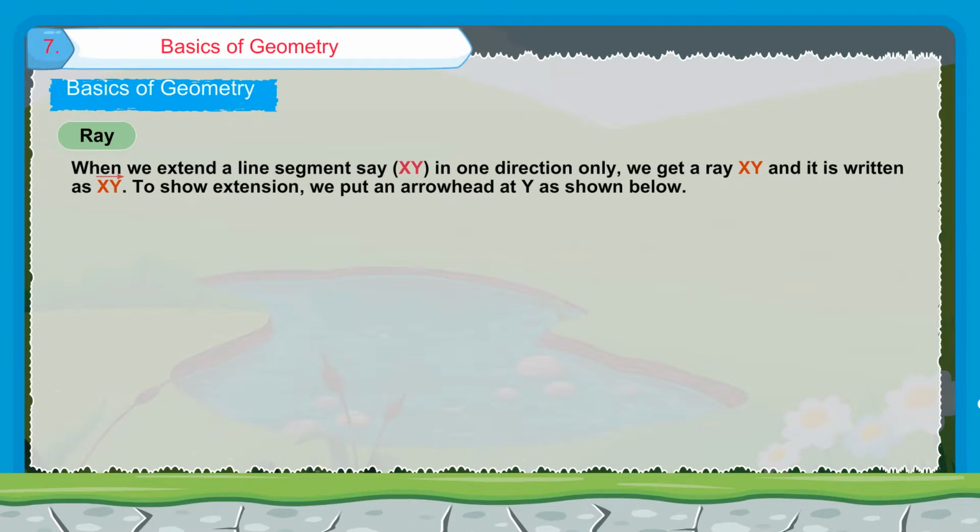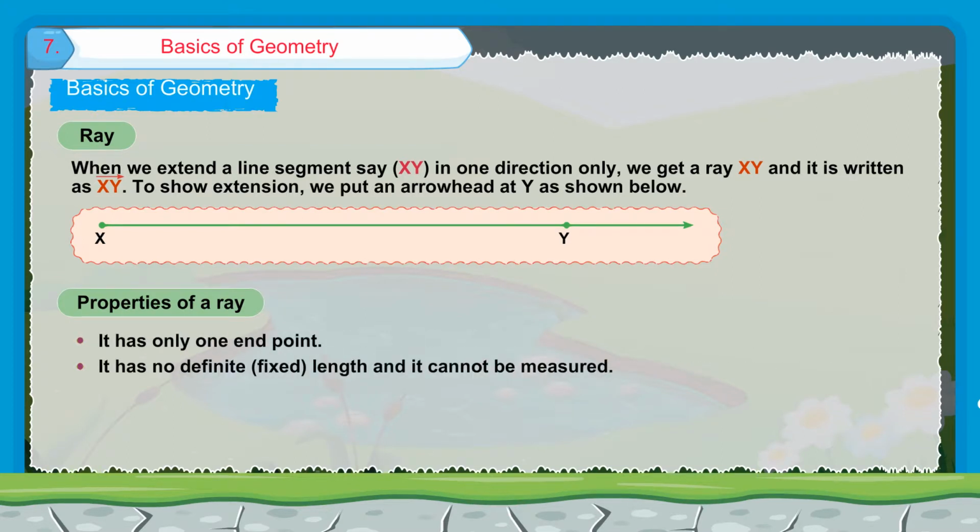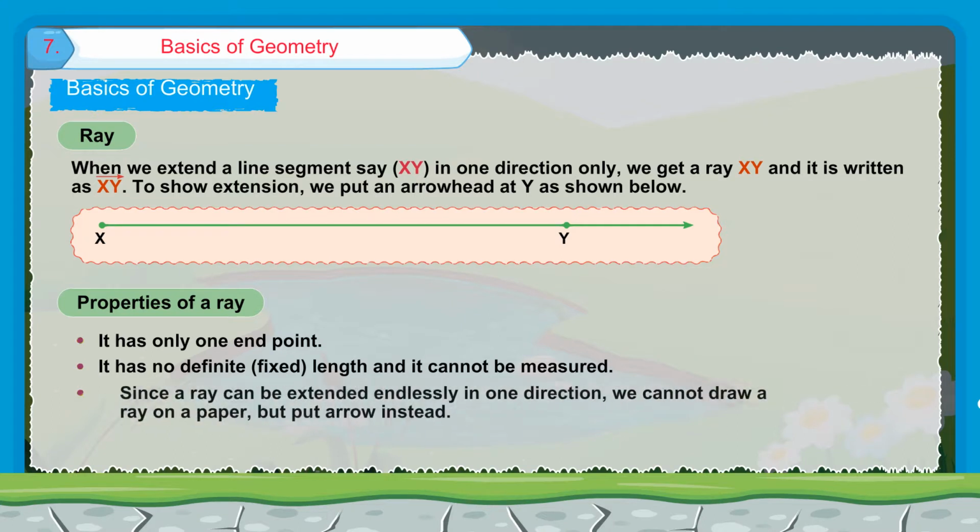Ray. When we extend a line segment, say XY, in one direction only, we get a ray XY, written as XY. To show extension, we put an arrowhead at Y, as shown below. X, Y. Properties of a ray. It has only one endpoint. It has no definite fixed length and it cannot be measured. Since a ray can be extended endlessly in one direction, we cannot draw a ray on paper but put an arrow instead.